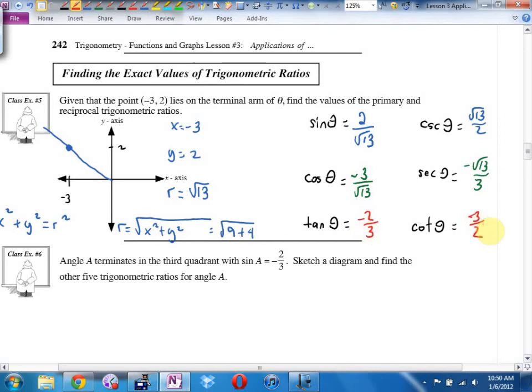By the way, what's positive in this quadrant? Sine and cosecant, are they? Everything else should be negative, is it? Oh, I've got a little error check built in to make sure I haven't made a mistake.